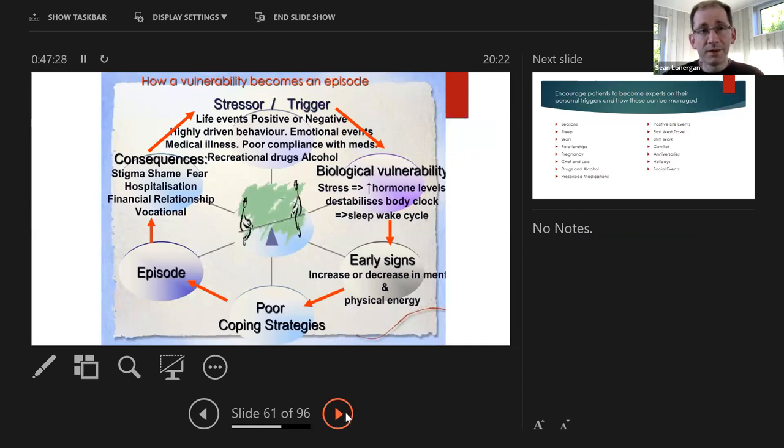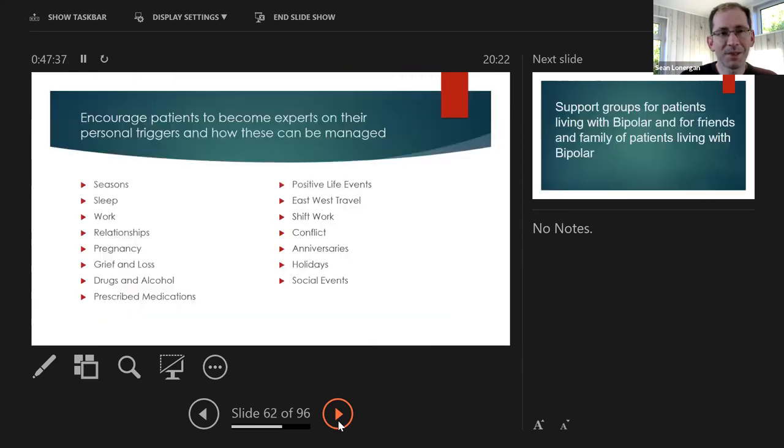So there are many different factors that can lead a vulnerability to a mood disturbance to becoming an episode. Just for time purposes, I'm going to move forward a little bit. So what we typically encourage people with bipolar to do is become experts on their own personal triggers and how these can be managed. Again, common factors to consider are seasonal change, sleep, work issues, relationship issues, pregnancy, grief and loss, drugs and alcohol, or prescribed medications, positive life events, which can also be stressful, east-west travel, shift work, conflict, anniversaries, holidays, social events. So just be mindful of what triggers could destabilize mood.